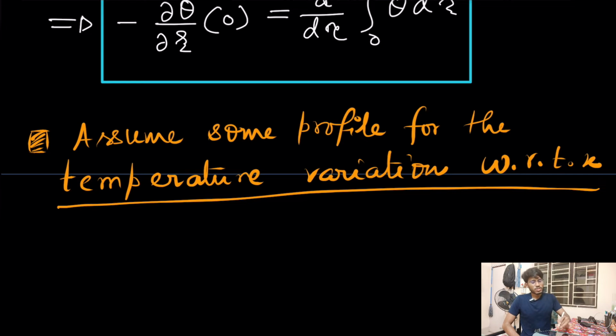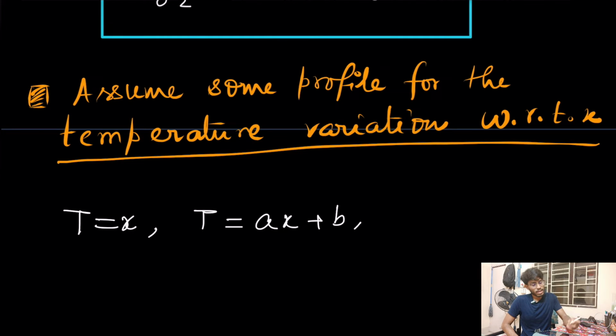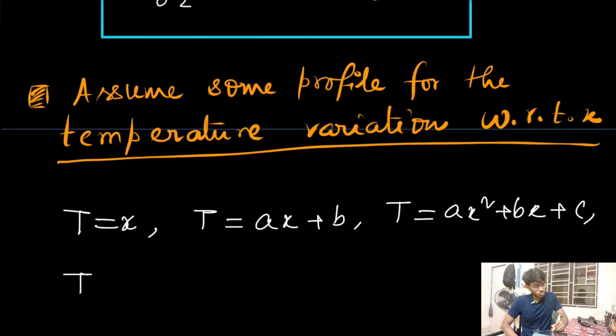Now you can say, okay, I will take T equal to x. Someone will say no, that is a very naive approximation, I will take T equal to x plus b. Someone will say no, that is also a very naive approximation, I will take something like quadratic, that is something very stylish. Someone will say no, I will take a cubic.